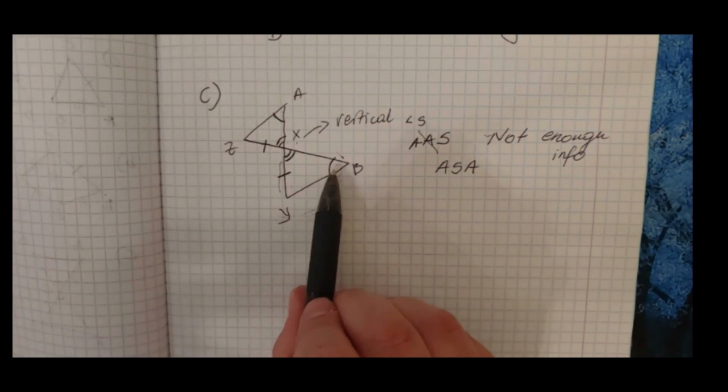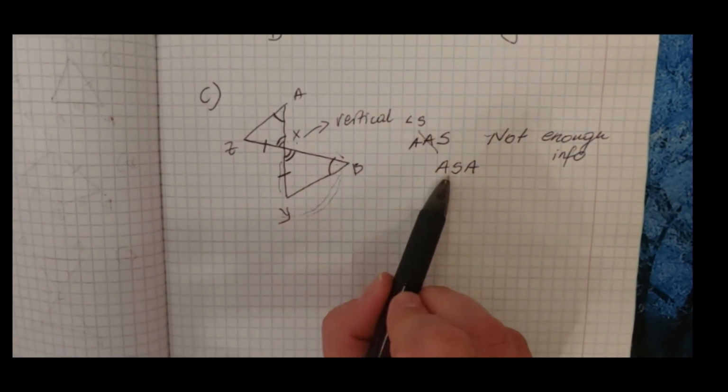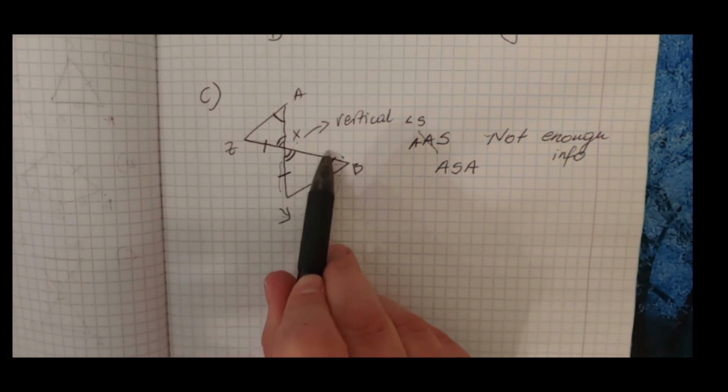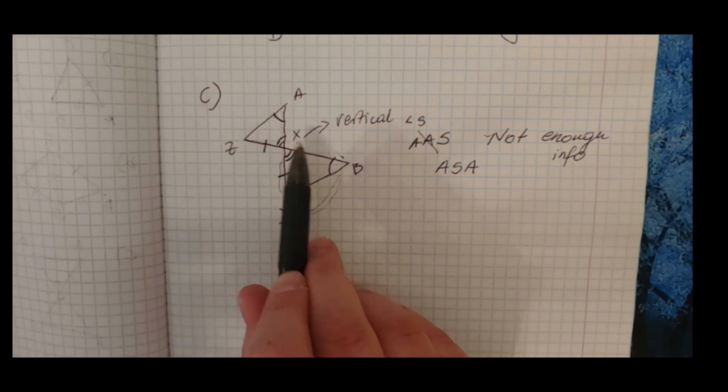Why this, even though they have two angles marked on one side, why is it not the same? Because the side is not included between the two angles. They would have to mark this side right here for me and this side right here in order for them to be congruent.